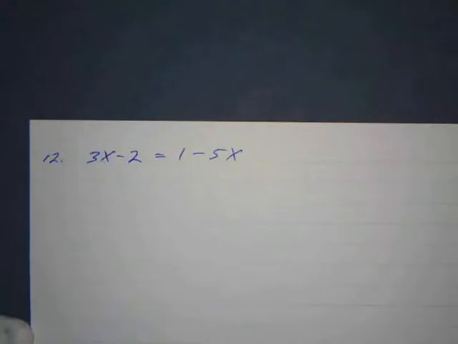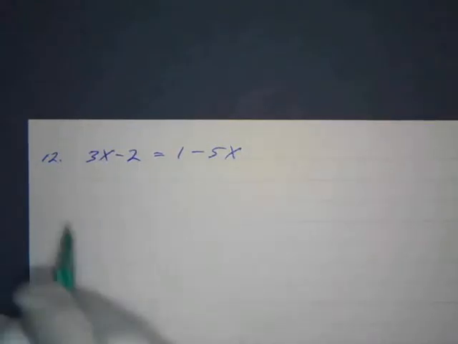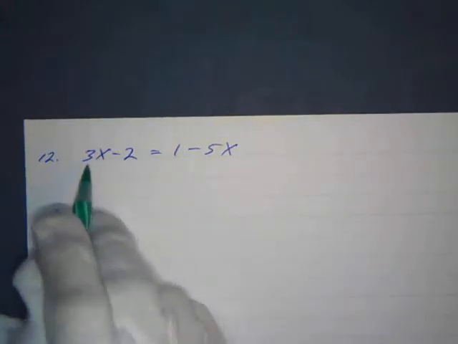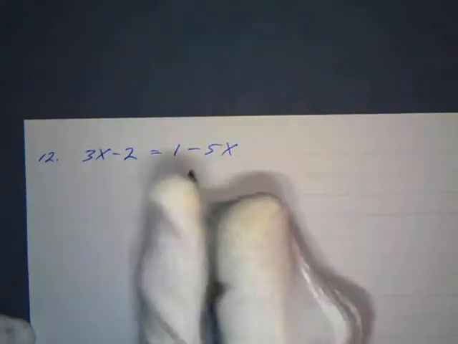Sometimes you have negatives on both sides. There's nothing you can do. But in this case, I have more positives on the left, so I'll try to remove these. So I'm going to add 5x to both sides.